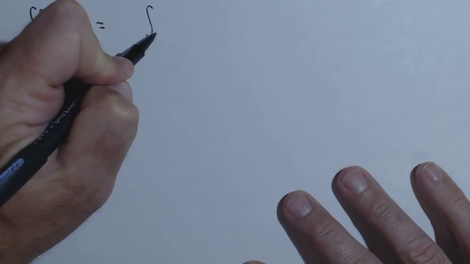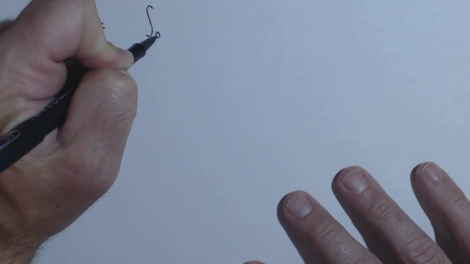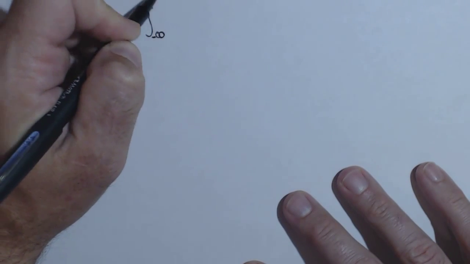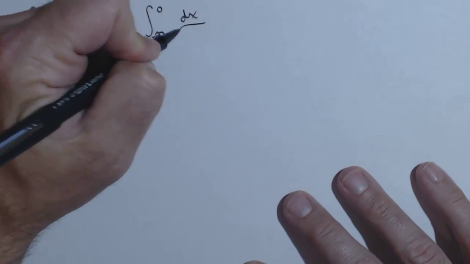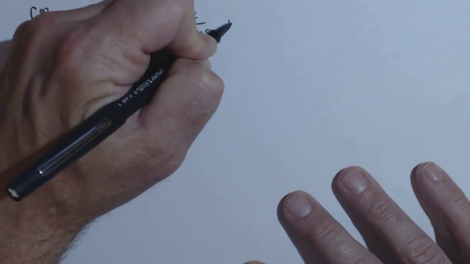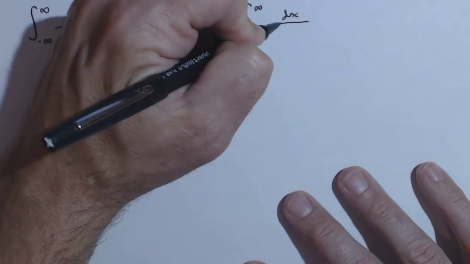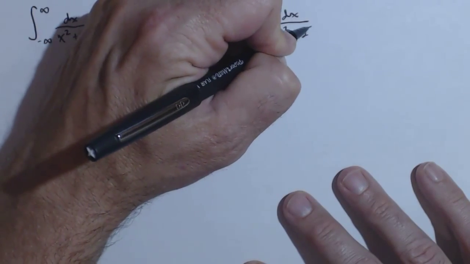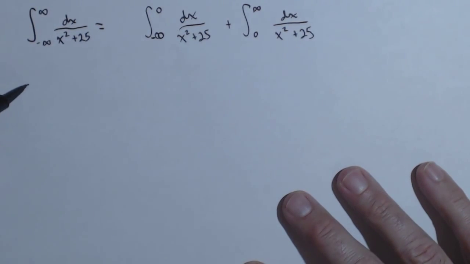So my first integral is going to go from negative infinity up to 0 of dx over x squared plus 25, and then we're going to go from 0 to infinity of dx over x squared plus 25. The nice thing is the antiderivative is the same for both, so once we get one of them, we'll have both. And now we turn them into proper integrals with a limit.